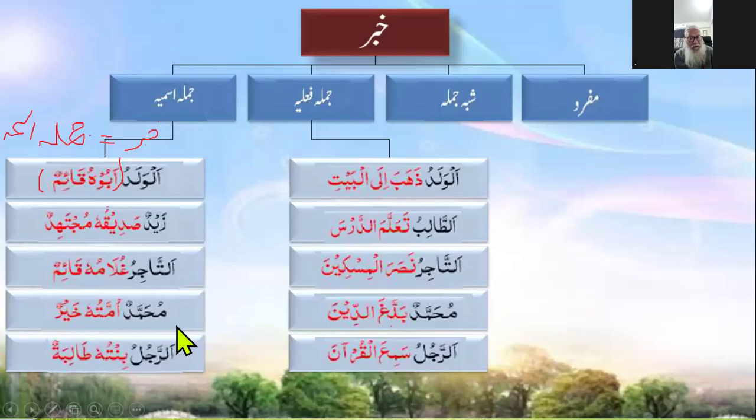Ar-rajulu is an ism marfu, so it's a mubtada. Bintuhu talibatun. Bintuhu talibatun is a jumla ismiya coming as a khabar. So the jumla ismiya is here the khabar. The khabar may be a mufrad, Allahu akbar. The khabar may be a murakkab, like kitabullahi, or it may be shibh jumla, jar majrur and zarf. It may be a jumla failiya like this, or maybe a jumla ismiya. They all may come as a khabar.